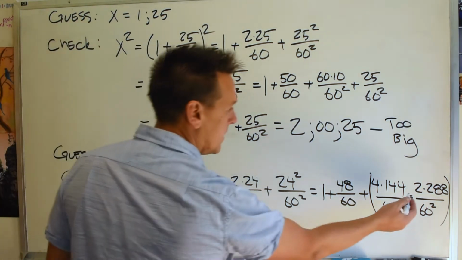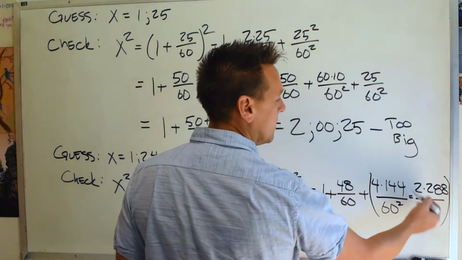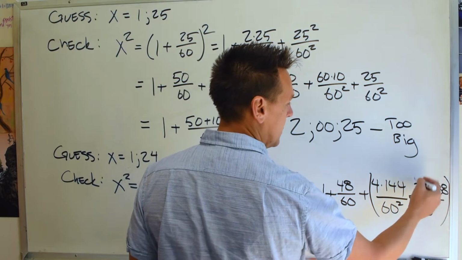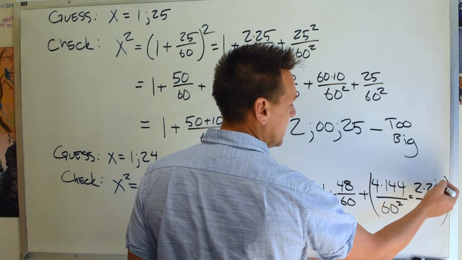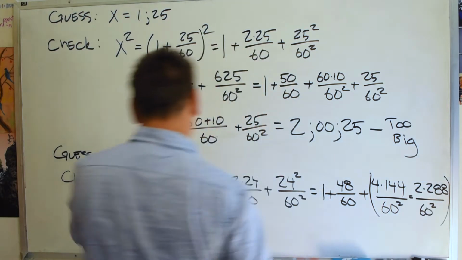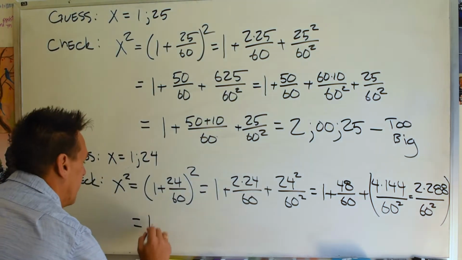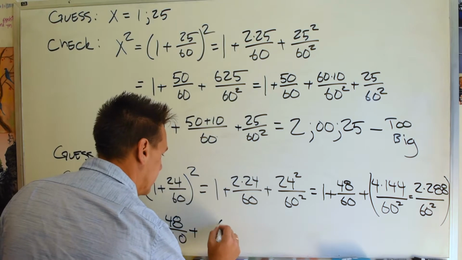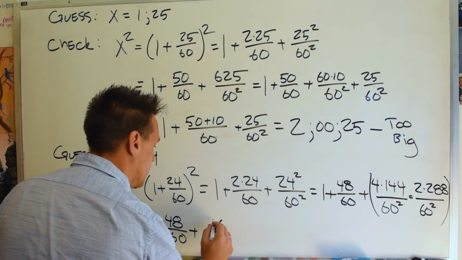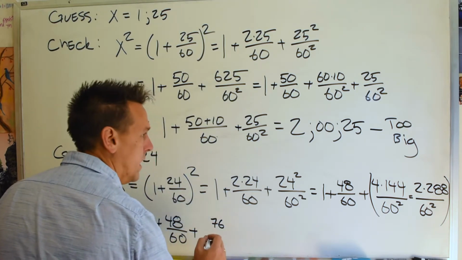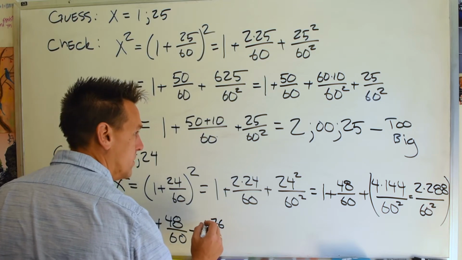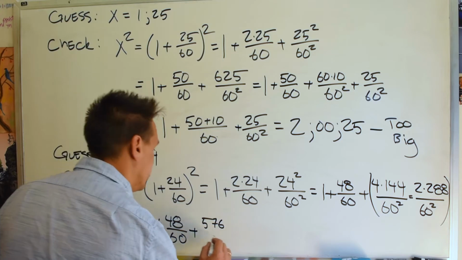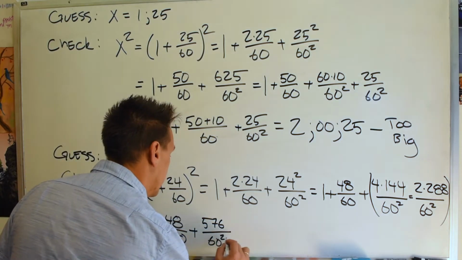Anyway, 2 times 288, I will do something that's a little bit more standard multiplication of this. I'll just do 2 times 8, carry the 1, 2 times 8, carry the 1, and then 2 times 2. So all right, I have 1 and 48 over 60, and 2 times 8 is 6, carry the 1, 2 times 8 is 6, but with the 1 it's 7, and then I carry 1, and 2 times 2 is 4, carry the 1 is 5, 76 over 60 squared.